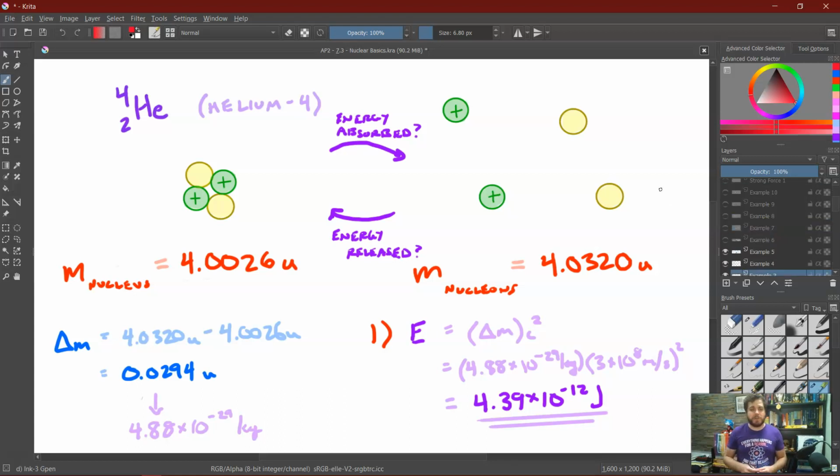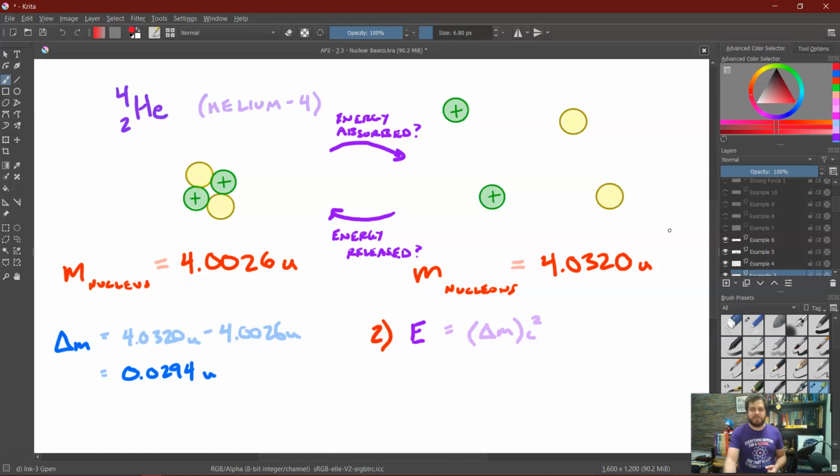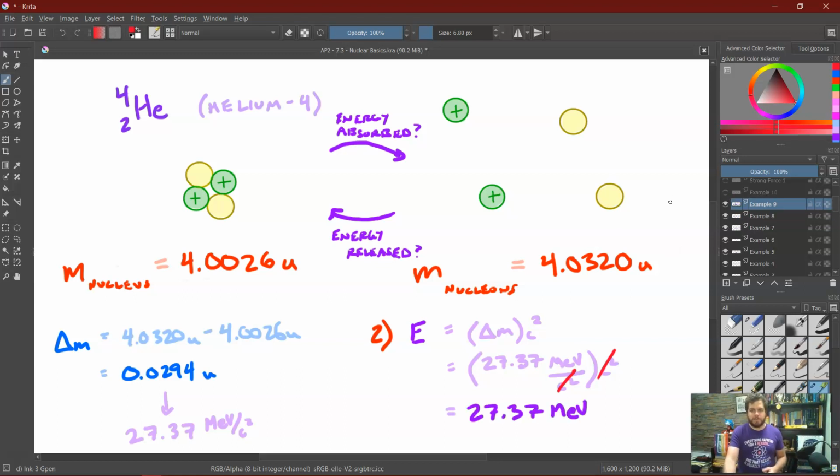However, there's a second way I could have gone about this that would have actually made the math even easier. Instead of converting this mass defect to joules, I'm going to convert it to mega electron volts per c squared. So I'm going to take this u value and multiply it by 931, because 1 u is equal to 931 mega electron volts per c squared, and we get 27.37 mega electron volts per c squared. I stick this now into my nuclear binding energy equation, and well, these c squareds just cancel, and, oh look, I'm done. 27.37 mega electron volts.